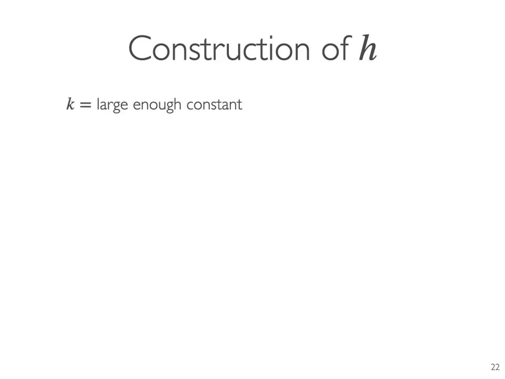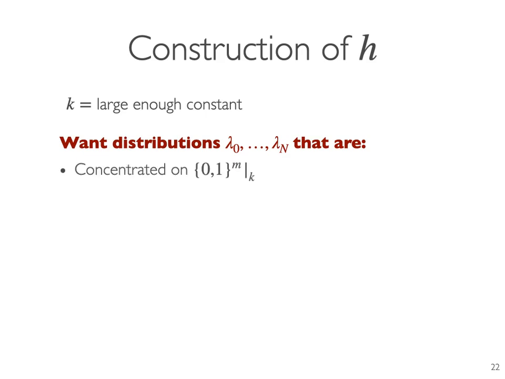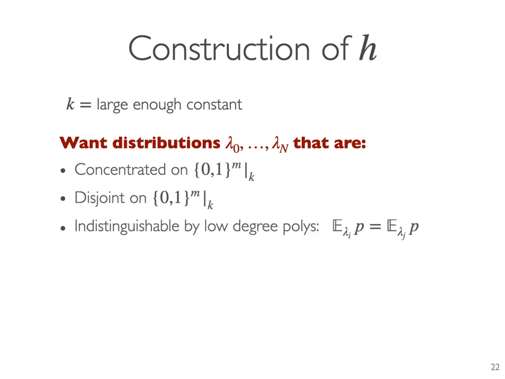Well, let k be a large enough constant. We want the lambda i's to have three properties analogous to those of h. First, the lambda i's need to be concentrated on inputs of Hamming weight k. Second, each input of Hamming weight k must belong to the support of exactly one distribution, lambda i. And finally, the lambda i's need to be indistinguishable by low-degree polynomials.